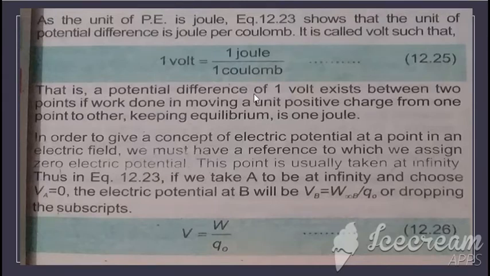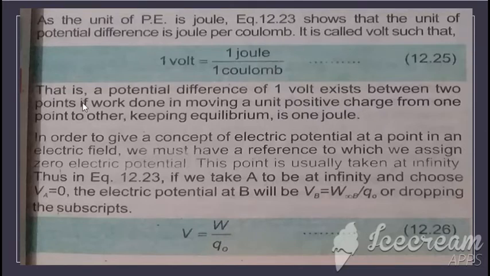A potential difference of 1 volt exists between the 2 points if the work done in moving a unit positive charge of 1 coulomb from one point to another point, while keeping the charge in equilibrium, is 1 joule.